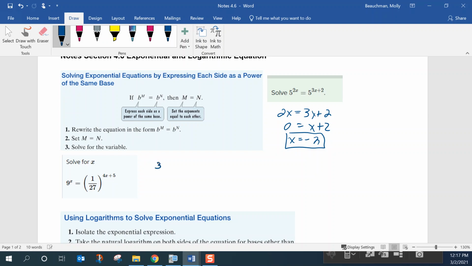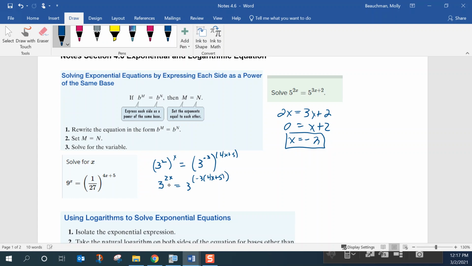9 can be written as 3 squared to the power of x, which is going to end up being 3 to the power of 2x on the left-hand side, is equal to 1 over 27. Well, 27 is 3 to the third. 1 over 27 is 3 to the power of negative 3. So we have 3 to the power of negative 3, to the power of 4x plus 5. So that means it's going to equal 3 to the power of negative 3 times 4x plus 5.